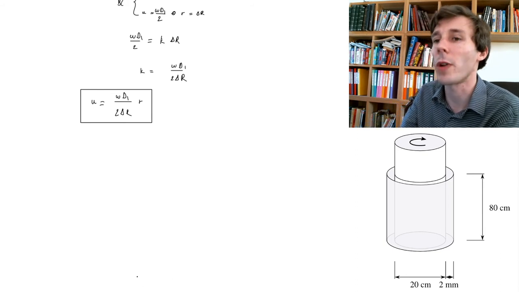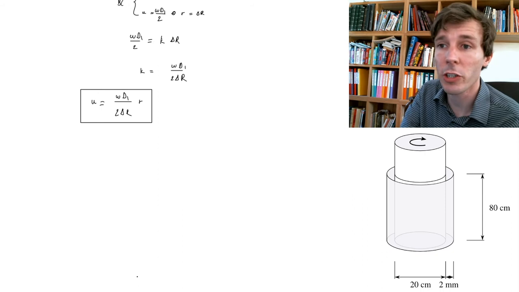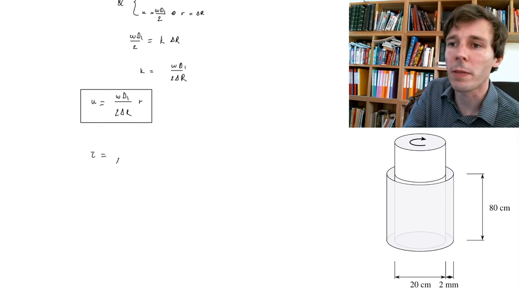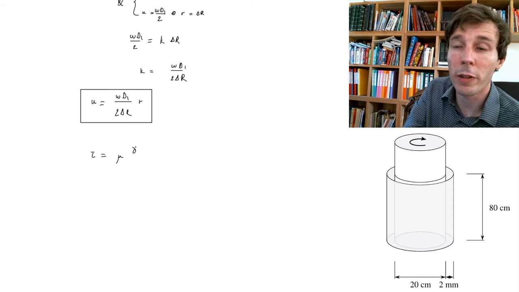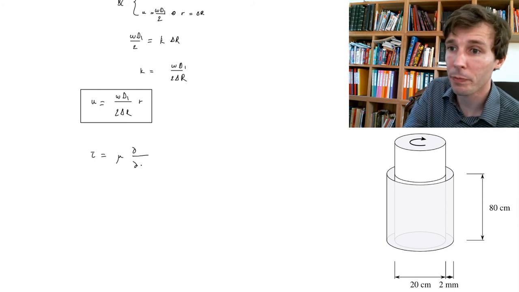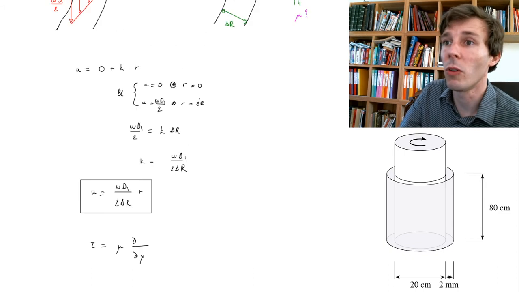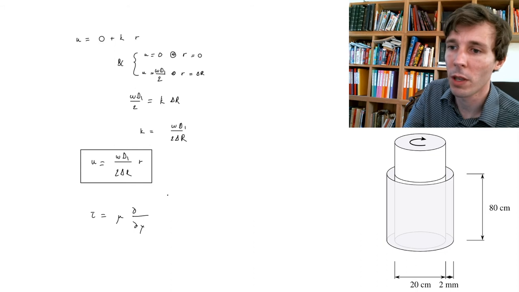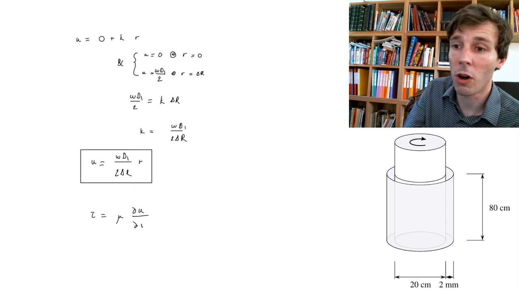And the moment, at the shear stress. And the shear stress, tau, is the viscosity multiplied by the derivative of velocity with respect to distance. The distance is going to be r here. This is the distance r that is moving away from the inner cylinder, and the velocity is going to be u. So let me fix this thing here. This partial u partial r, like this.